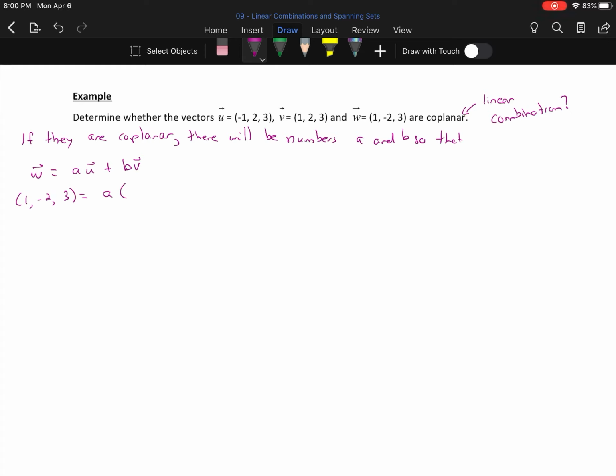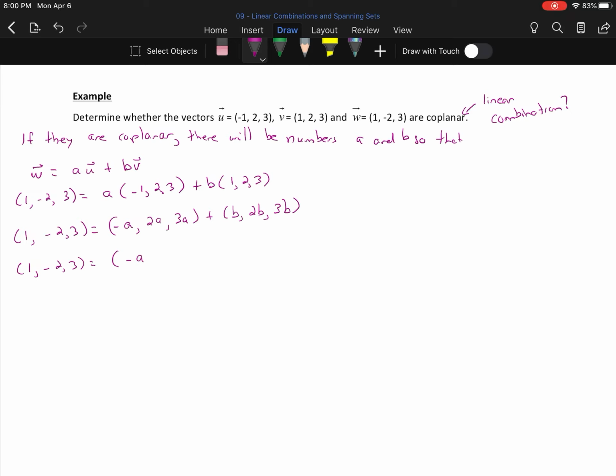Very similar to the previous question I did. So w is 1, -2, 3. Let's check if it can be made up of some number of u's, -1, 2, 3, and some number of v's, which is 1, 2, 3. The algebra is very similar to the previous question. Multiply in the a, I get negative a, 2a, and 3a. I get b, 2b, and 3b.